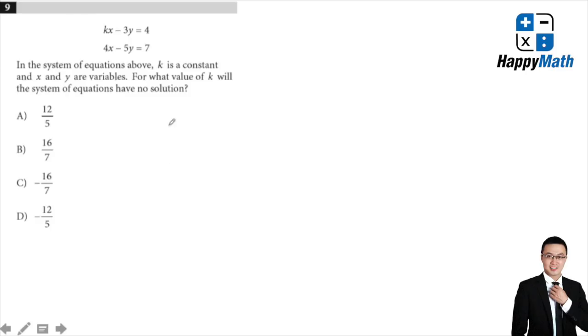In the system of equations above, k is a constant and x and y are variables. For what value of k can the system have no solution? No solution means the two equations, or two lines here, have to be parallel. The condition for two lines to be parallel is that the gradients have to be equal. I have to find the gradient of L1 and the gradient of L2.